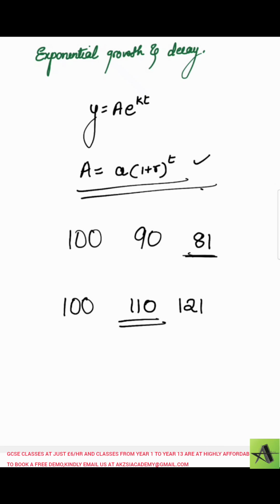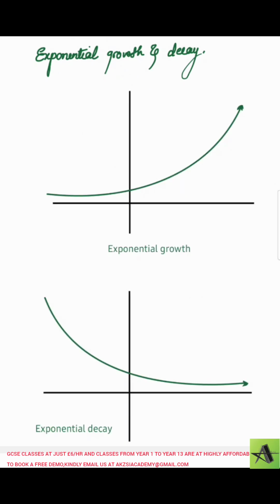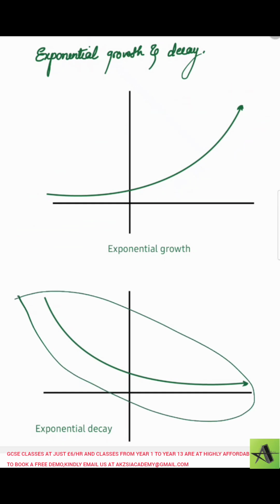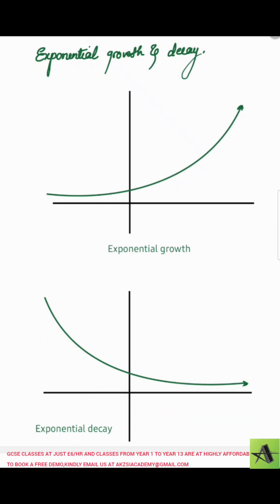It's increasing and decreasing exponentially, and that's the reason their graph looks like this. You can see this is the graph of exponential growth. It's exponentially increasing here and going up, and this is exponential decay, where it's decreasing and going down.